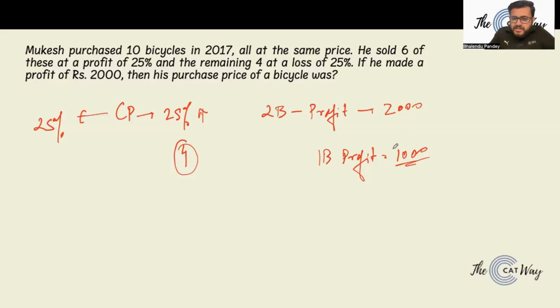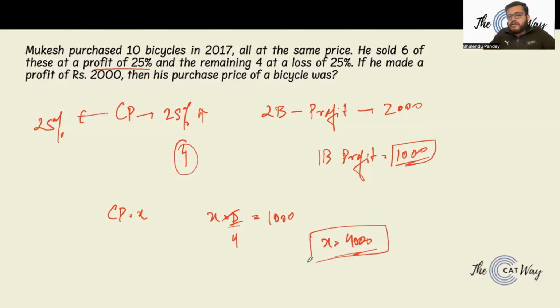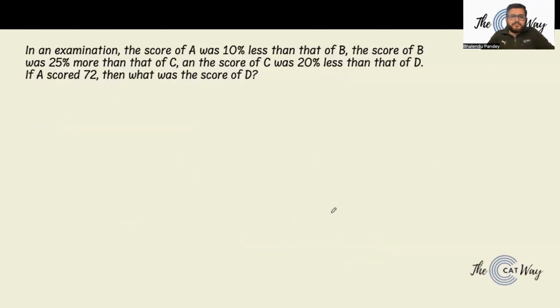Okay, so this 1000 profit is also equal to 25% of the cost. So let's say my cost price is X, right? So on X, if I'm getting a 25% profit, a profit of 25% means simply 1 by 4, right? It is getting equal to 1000 rupees. So can I say that my cost price is equal to 4000 rupees? And that is going to be my correct answer for this question. Purchase price of a bicycle was 4000 rupees. Correct? Let's move to the next.